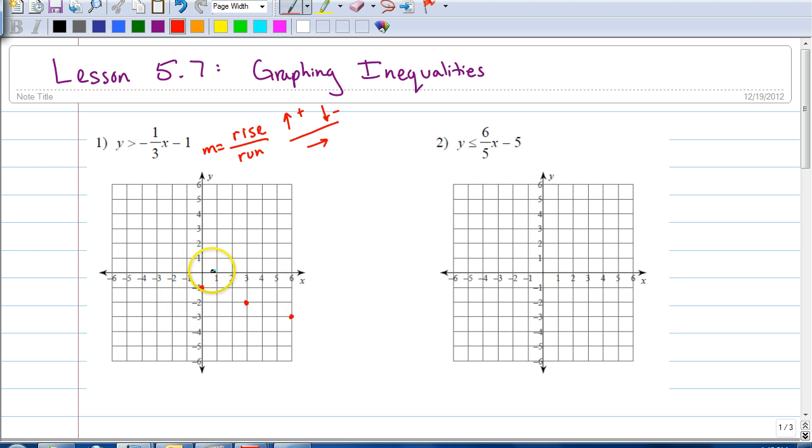So here I want to find some points to the left of my y-axis. So instead of going down 1 and to the right 3, I'm going to do the opposite: up 1 and to the left 3, up 1 to the left 3.